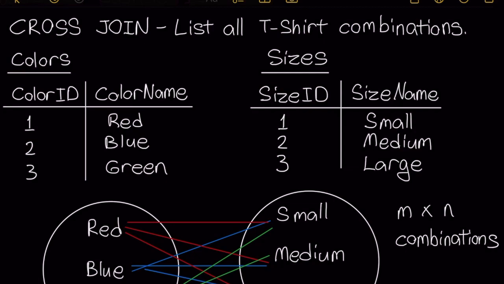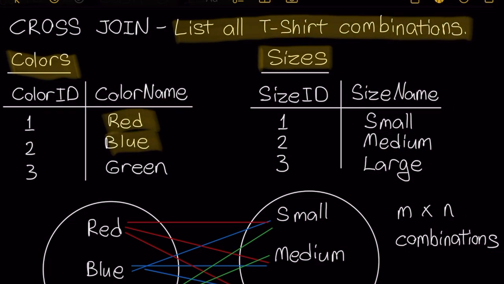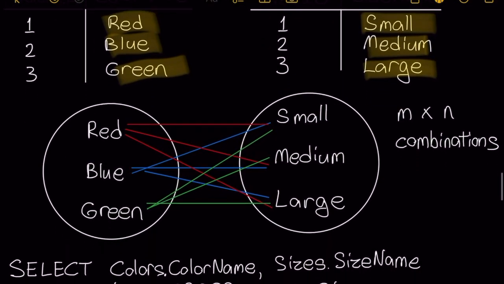Now let's look at a cross join. To do this, we have two different new tables. We have the colors table and the sizes table. And let's imagine we use these colors and sizes to make t-shirts. The question that we would visualize this with is, list all t-shirt combinations. So we have red, blue, green, small, medium, large. Very typical.